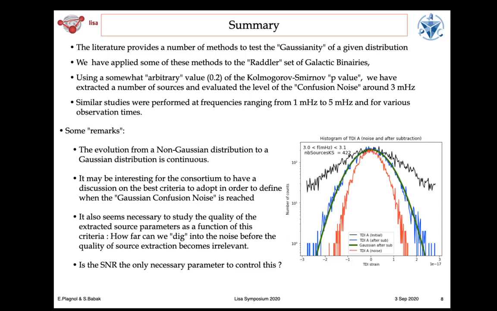Now some remarks. As we've stated before, the evolution of a non-Gaussian distribution to a Gaussian distribution is a continuous process. It may be interesting for the consortium to have a discussion on the best criteria to adopt in order to define when the Gaussian confusion noise is reached. It would also seem necessary to study the quality of the extracted source parameters as a function of this criteria. How far can we dig into the noise before the quality of source extraction becomes irrelevant?